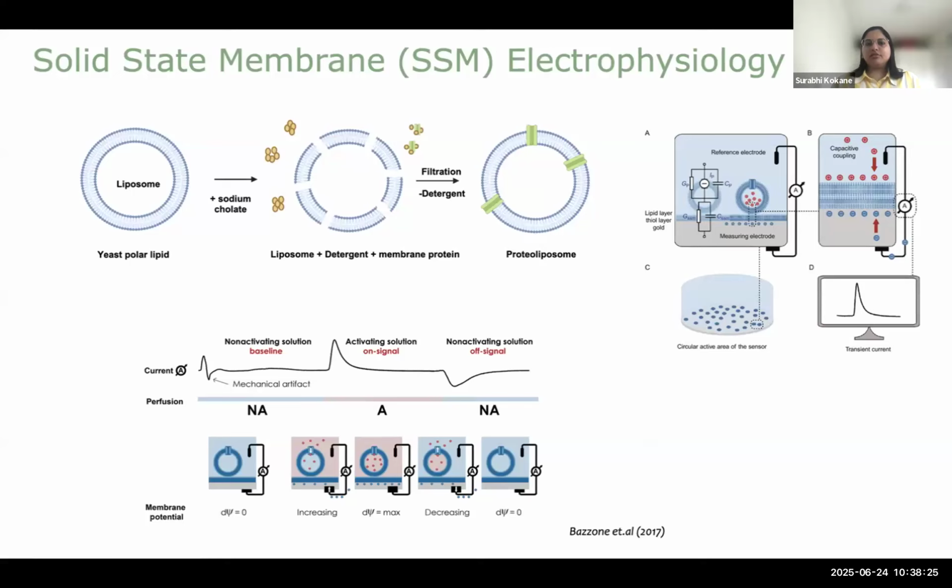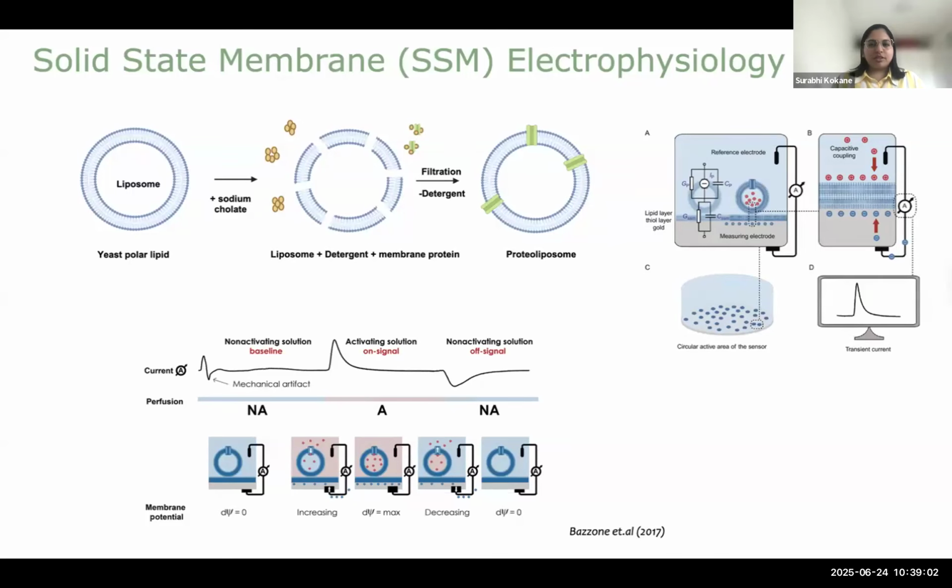Again, to measure the activity of this transporter, we use an assay called the solid state membrane electrophysiology assay. We make proteoliposomes first. We take crude lipids such as yeast polar, and then add detergent, membrane protein, and the liposome. We incubate for some time, and then we do a filtration, and we get the membrane protein inserted into the liposome, so we get proteoliposome. We put it on a gold sensor, which I think was already discussed by Rosa, how these solid state electrophysiology experiments work.